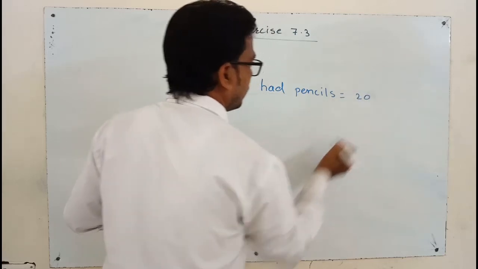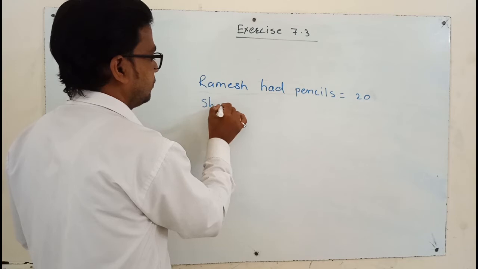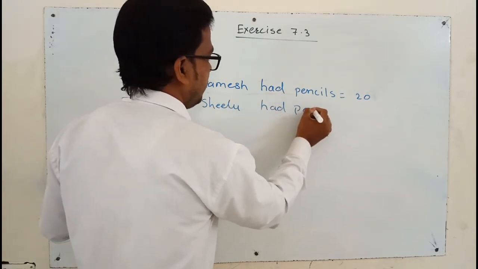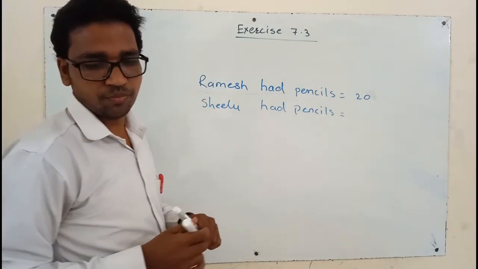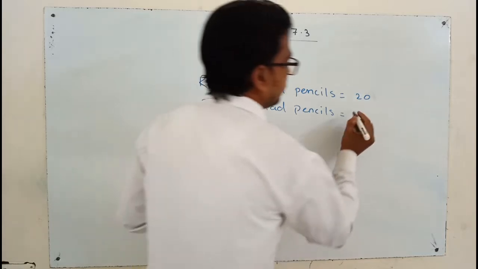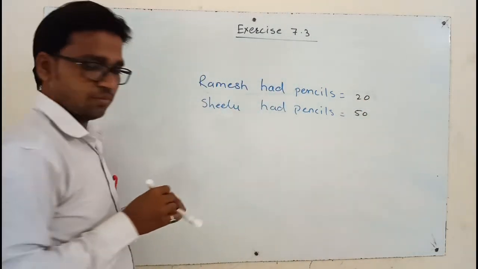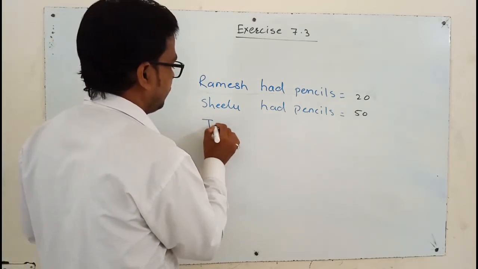Then Shilu had 50 pencils, and Jamal had 80 pencils.